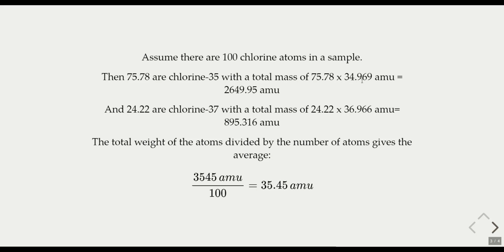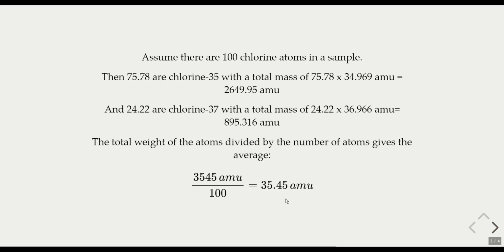Well, 34.969 apiece. So if we multiply them, those 75.78 particles weigh 2,649.95 atomic mass units. Similarly, for the chlorine 37, the one that there's about a quarter of, 24.22 of them out of every 100, with a mass of 36.966, gives us a mass of those 24 or so particles of 895. If we add those two together, that will be the mass of the entire 100 particles, and then divide that by 100 will give us the average weight of chlorines, 35.45, and that's the number that you would see on the periodic table for the average mass of chlorine.